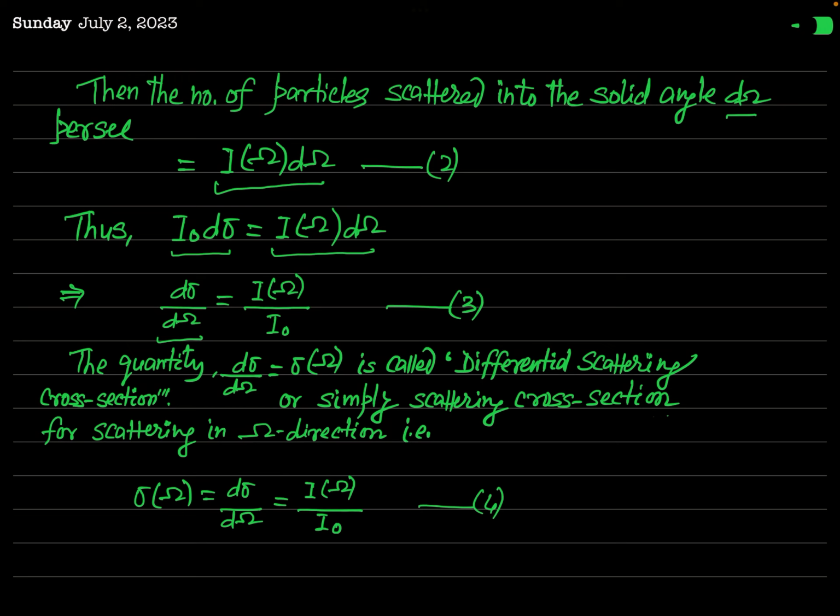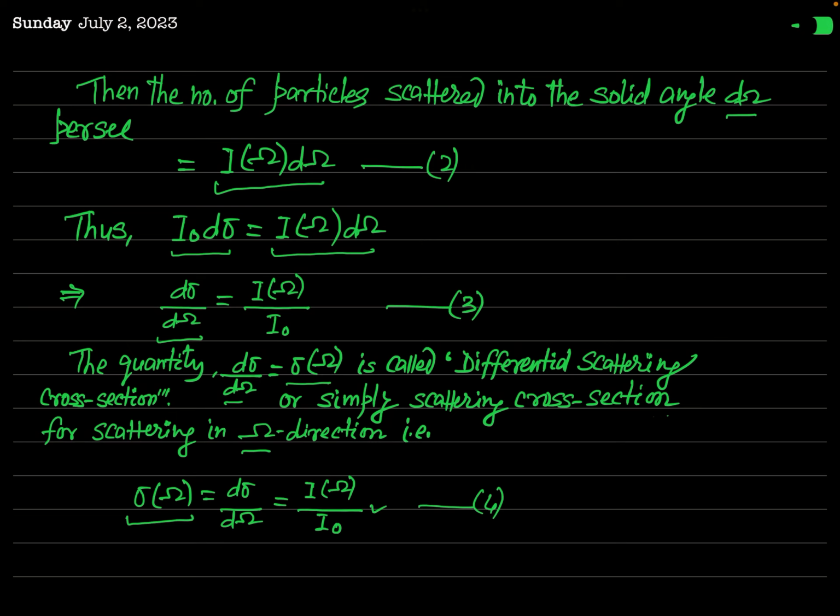Now, this quantity dσ by dΩ is actually represented by the symbol σ(Ω), and it is called the differential scattering cross section. It is also simply called the scattering cross section for scattering in this Ω direction. So you can say that this differential scattering cross section, which we denote by the symbol σ(Ω) and which is equal to dσ by dΩ, is equal to I(Ω) over I₀.